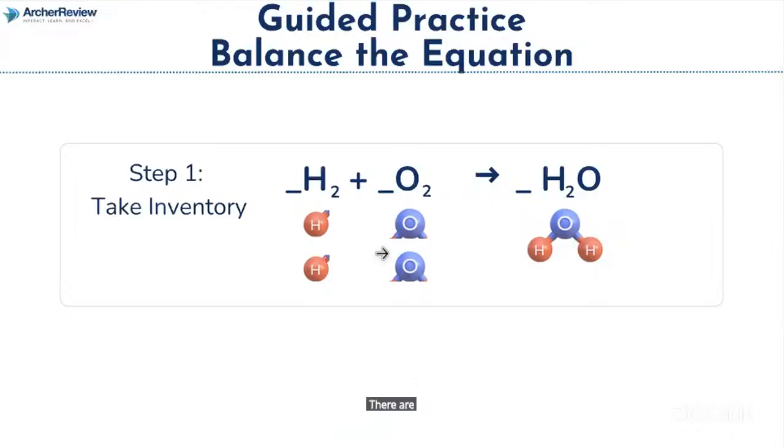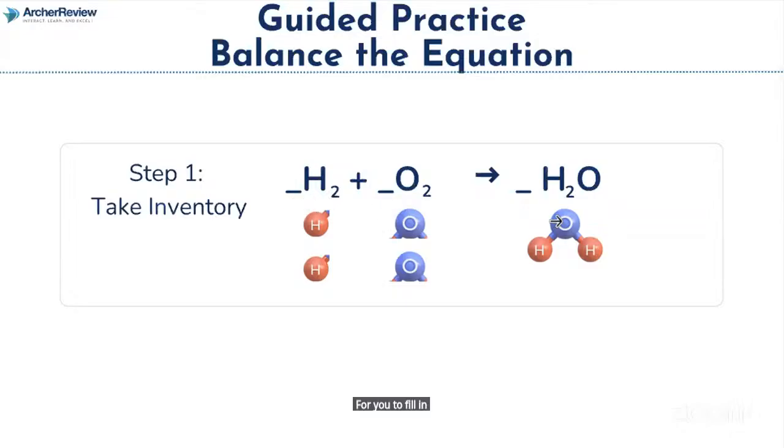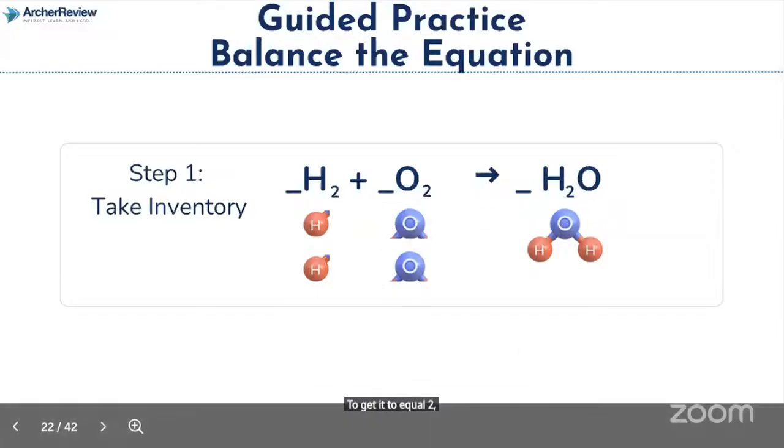There are 2 oxygens on the reactant side and I only count 1 oxygen on the product side. This is not balanced. So you have to start manipulating the coefficients. I have these blanks here for you to fill in and work out using basic math, some multiplication. How can I get 2 oxygens on the left side to match 2 oxygens on the right side? With this coefficient out in front, what can I multiply this 1 oxygen by to get it to equal 2, like the left-hand side?